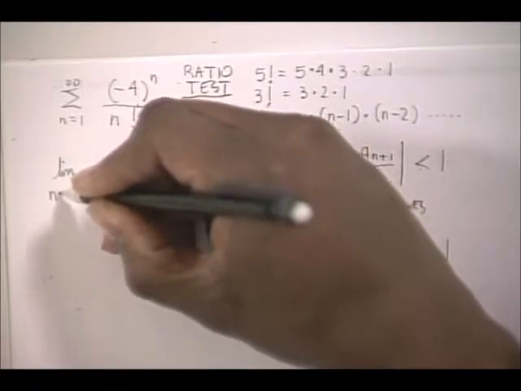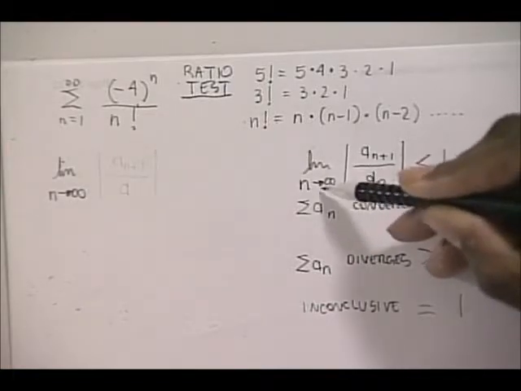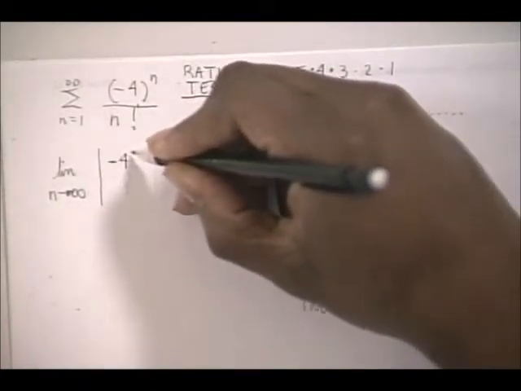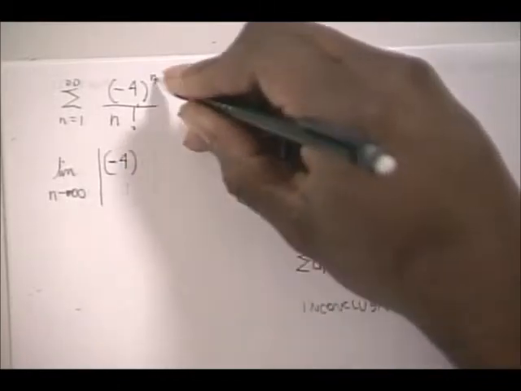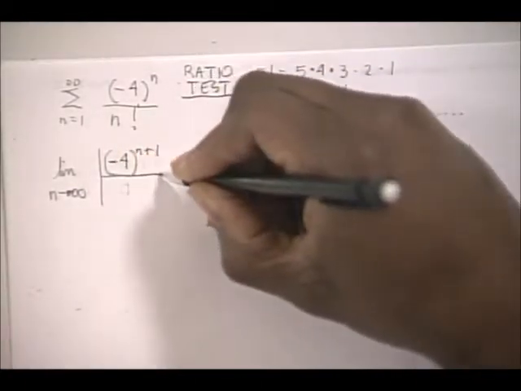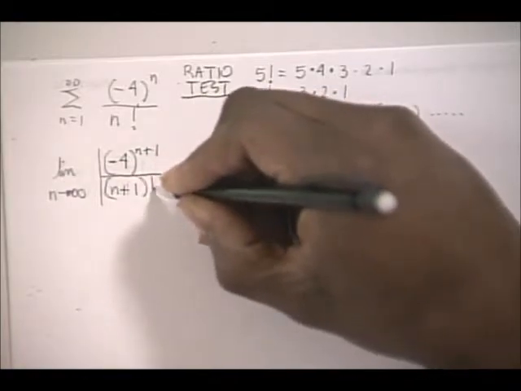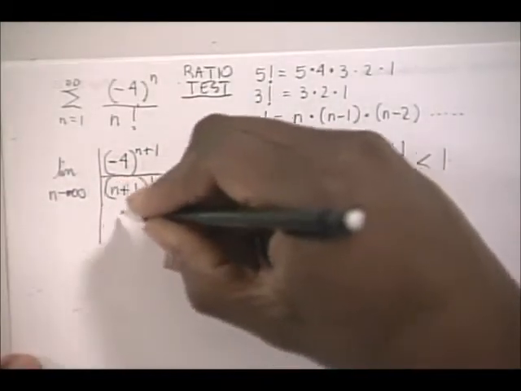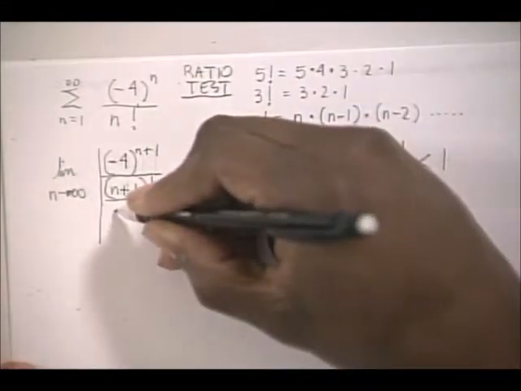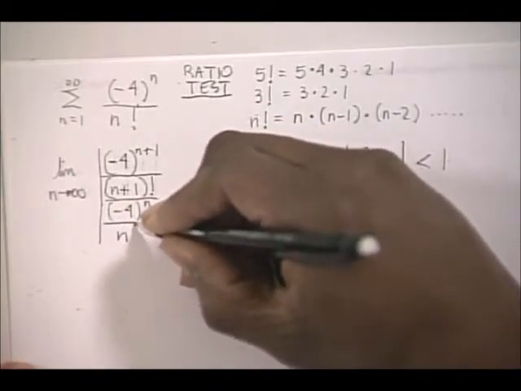So we've got the limit as n approaches infinity, which the ratio test requires, of the absolute value of -4 to the n plus 1. Again, I said substitute n plus 1. So you have n plus 1 over, substitute n plus 1 here as well, so we get n plus 1 factorial. And what you're going to do is divide that by a sub n, which is the original series. So you've got -4 raised to the n over n factorial.